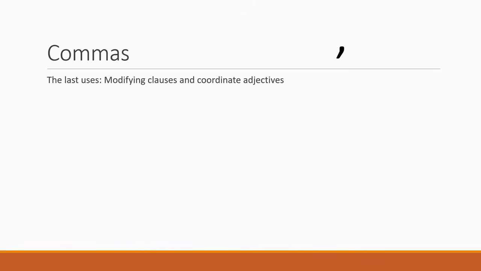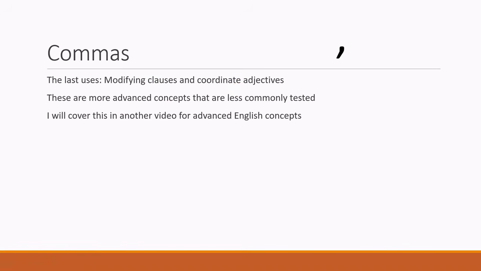Now for the last use, modifying clauses and coordinate adjectives. Here's the good news. We're not going to go into that right now. These are more advanced, and they're not that frequently tested on the ACT. I will cover that in another video for advanced English concepts, but that's not important right now. You should only go to those after you're getting more comfortable with the English section and you're trying to get the more niche questions to really push to those higher scores. But that might not be entirely necessary, and you can still do very well without getting to these.